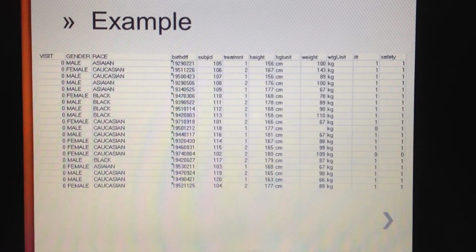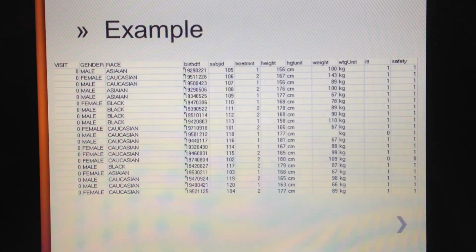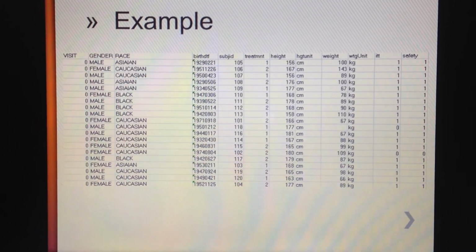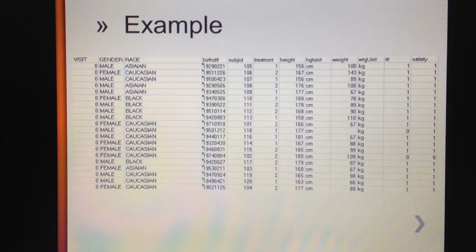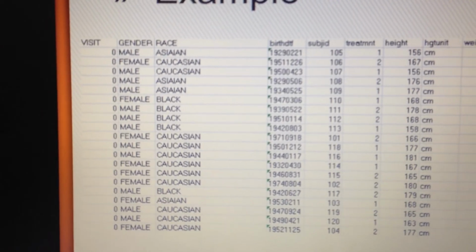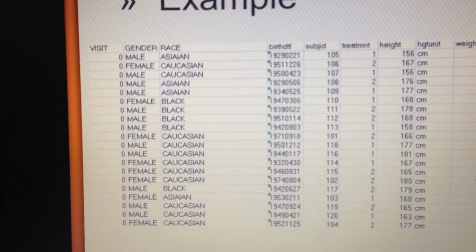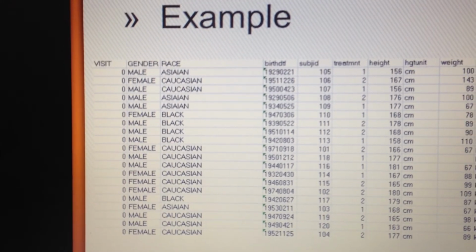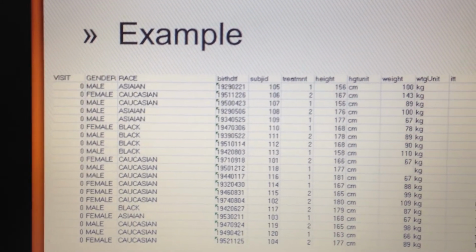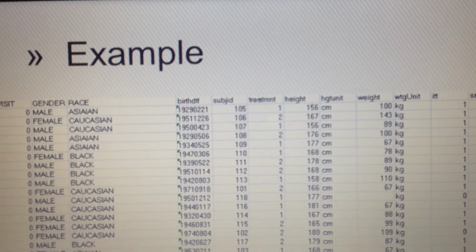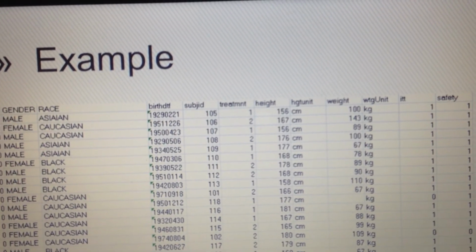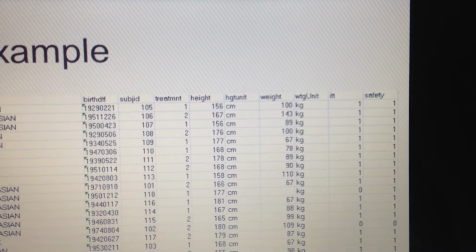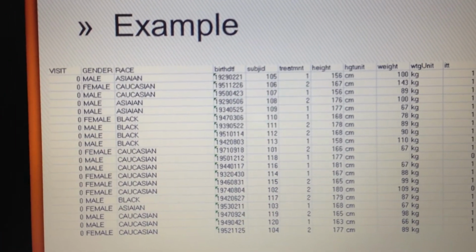Now let's take a look at the TLF for demographic data that I made myself for the first time. Here is the dataset, which contains the visit, gender, race, birth date, subject ID, the treatment group, height and unit, weight and unit, as well as the ITT and safety information.